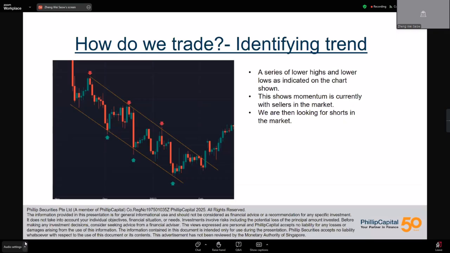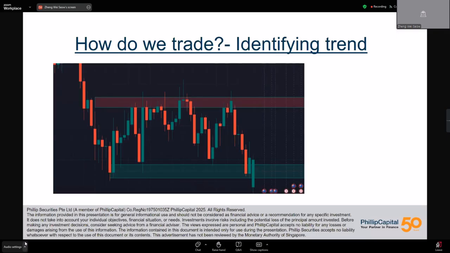Next up, we have something pretty simple. This is a ranging market. So basically what it means is that price is going sideways. Buyers and sellers. Imagine that price action analysis is basically about understanding buyers and sellers. It's like a war going on.